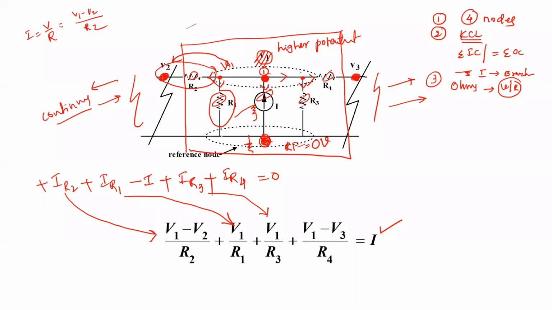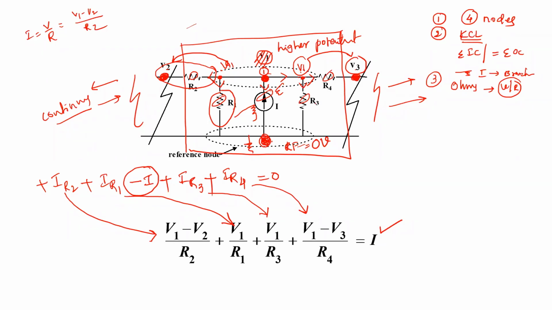Next, the current through resistance R4. We find two voltages here, V1 as well as V3. The total voltage of this branch is V1 minus V3, divided by R4. That is written here. It is written as a positive value on the RHS because of this assumption. Hopefully you have understood this concept.